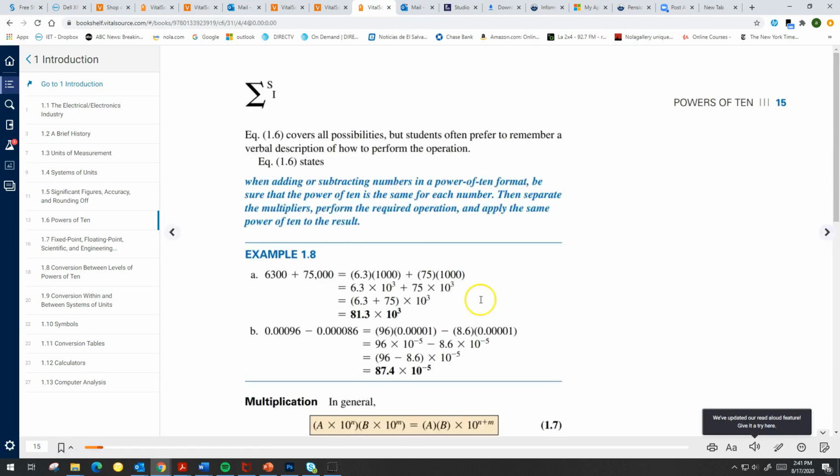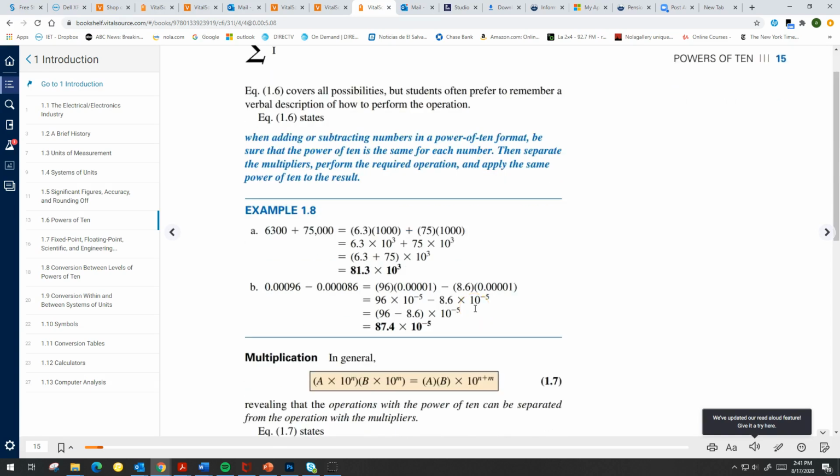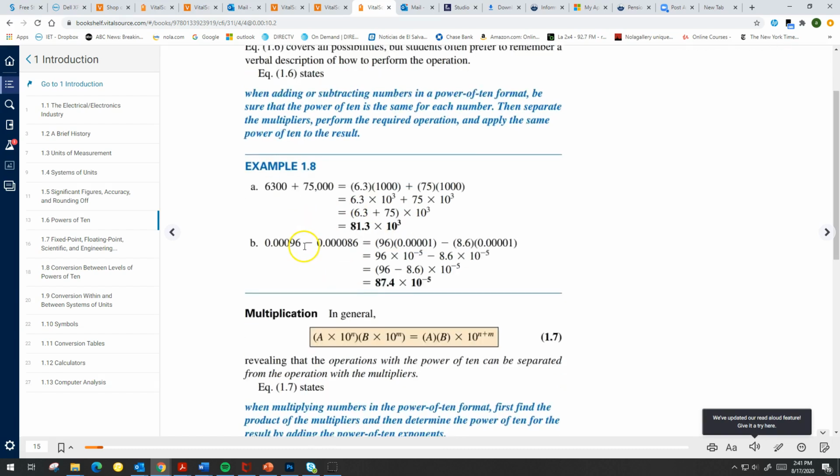So it's simple, and we'll look at an example here. So let's look at this example 1.8, where you add 6,300 to 75,000. So the first thing I'm going to do is write those numbers as powers of 10. And I'm going to keep those numbers to the same power, so I can apply this rule. In this case, I'm going to express each of the numbers as thousands. If I write these numbers, especially this one, this one's already in thousands, 75,000, right? So this is already 75 times 10 to the 3rd.